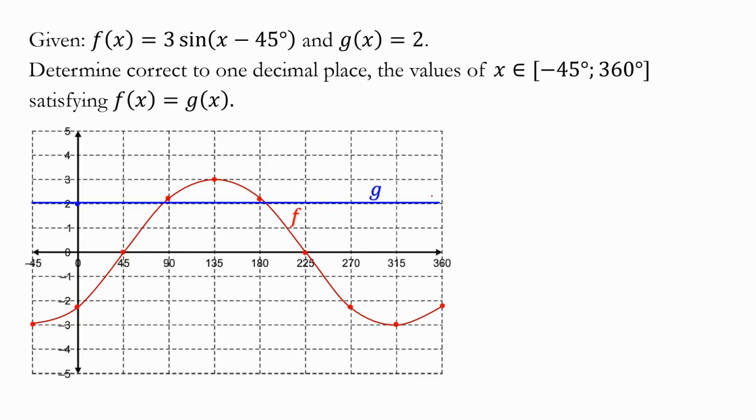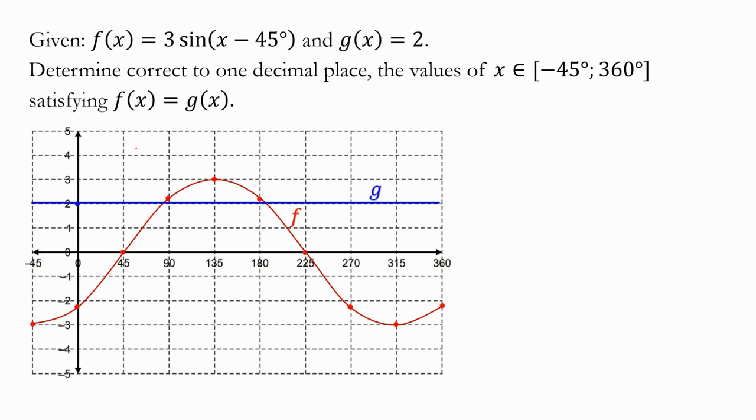Welcome back. Let's do question 2a. Given f(x) = 3 sin(x − 45°) and g(x) = 2, determine, correct to one decimal place, the values of x, where x is between −45° and 360°, so those two points are included, satisfying f(x) = g(x).